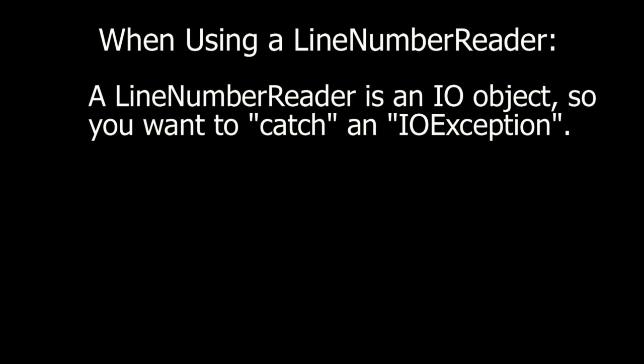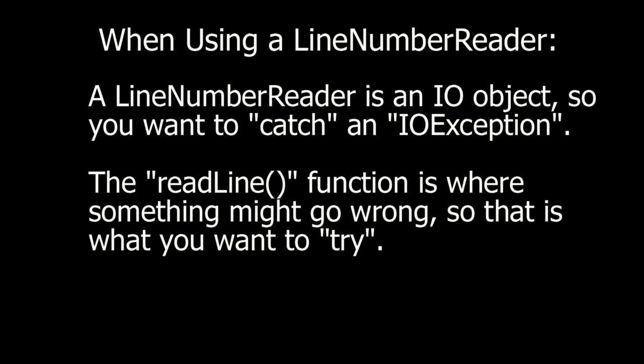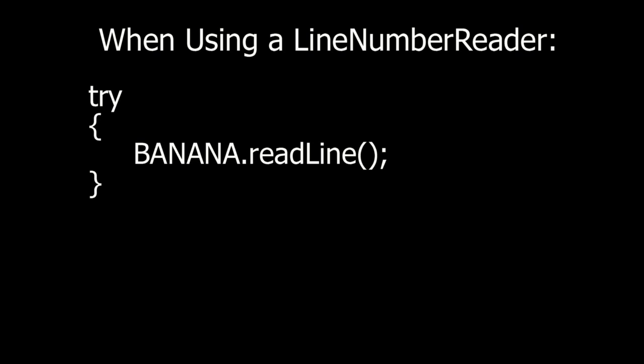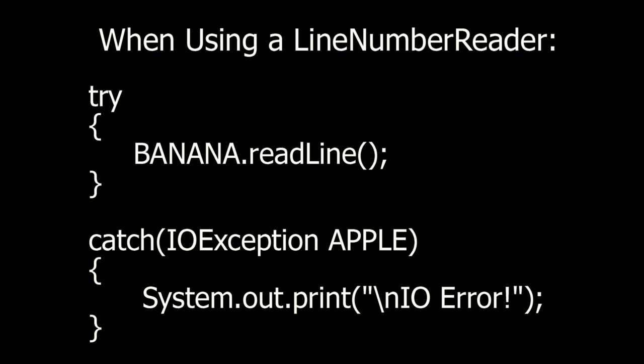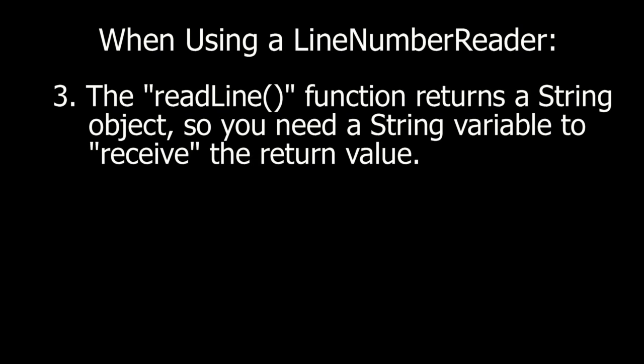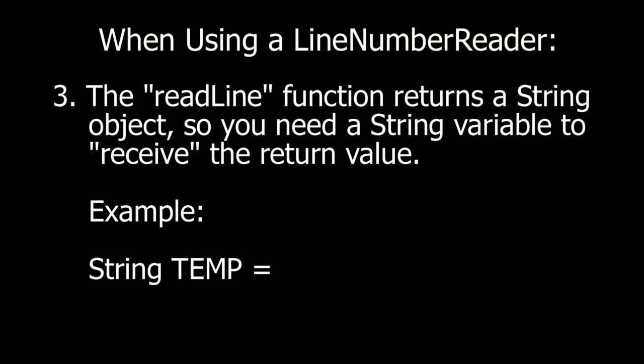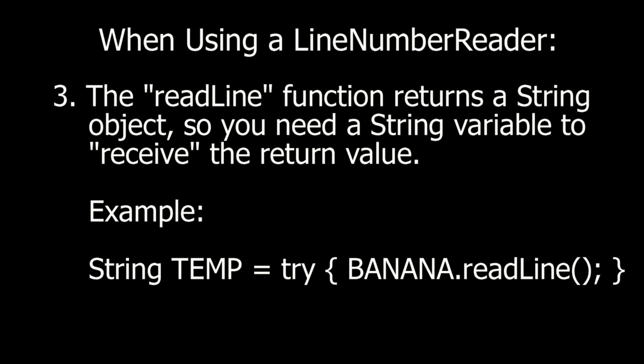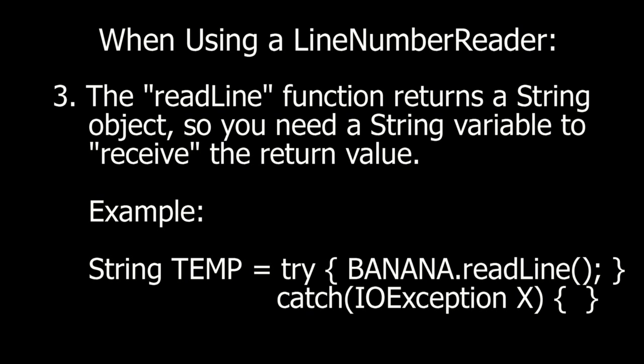A line number reader is an I/O object, so you want to catch an I/O exception. The readLine function is where something might go wrong, so that is what you want to try. Example. The process I want to try is the readLine function called on the line number reader banana. I want to catch an I/O exception should something go wrong, and I'll simply display that on the console. The readLine function returns a string object, so you need a string variable to receive the return value. Example. I'll make a temporary string. I'll catch the string return from readLine, and I'll catch any I/O exception that might occur.